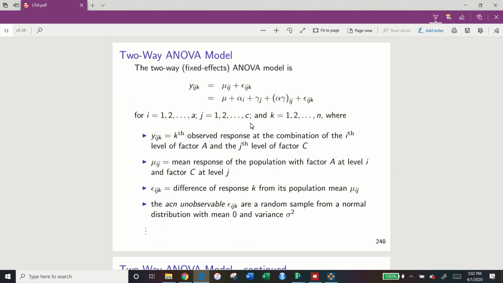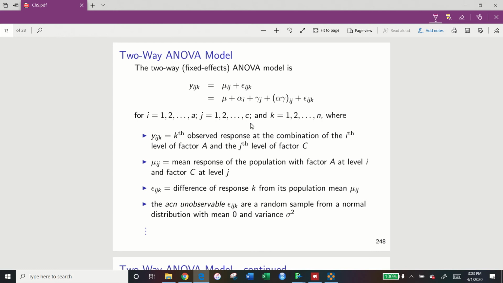Okay, so the two-way ANOVA model. The two-way fixed effects ANOVA model is Yijk equal to mu ij plus epsilon ijk, which is equivalent to mu plus alpha i plus gamma j plus the quantity alpha times gamma ij plus epsilon ijk, for i equal to 1, 2, all the way to a, j equal to 1, 2, all the way to c, and k equal to 1, 2, all the way to n, where Yijk is the kth observed response at the combination of the ith level of factor A and the jth level of factor C.